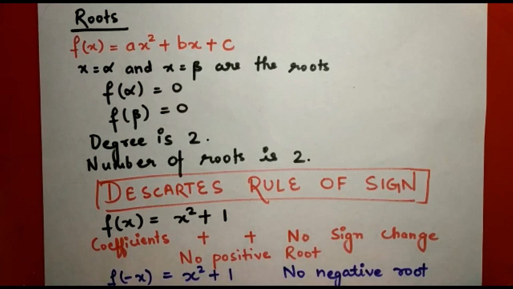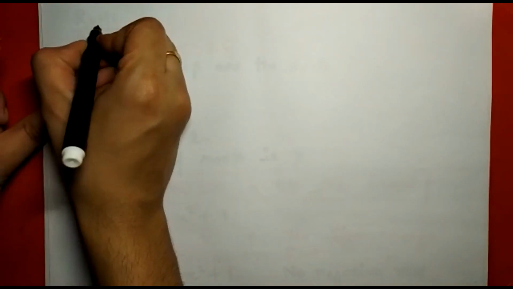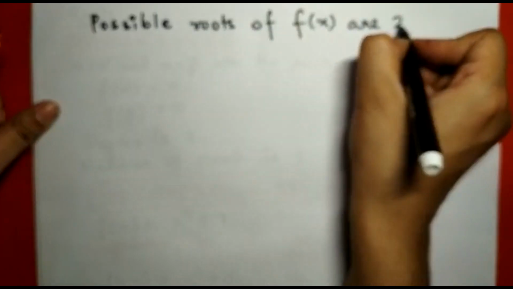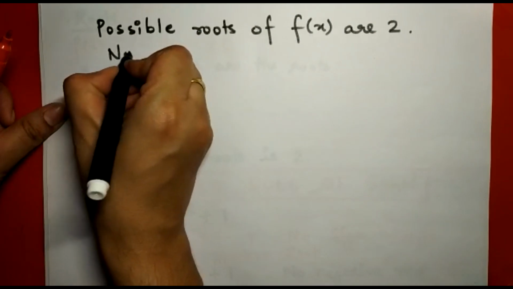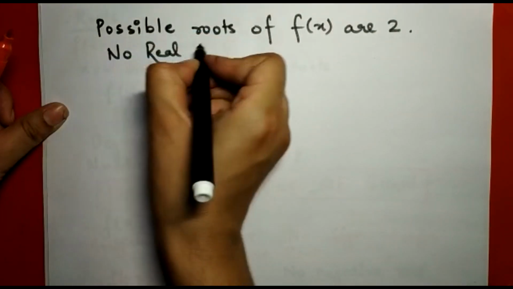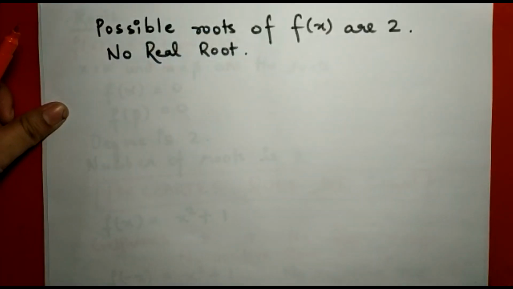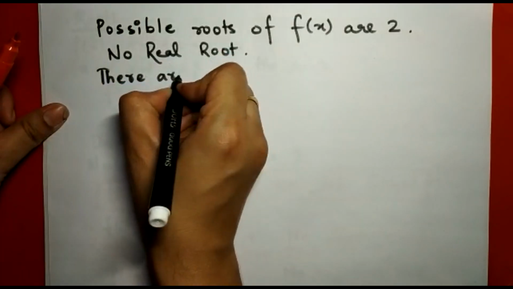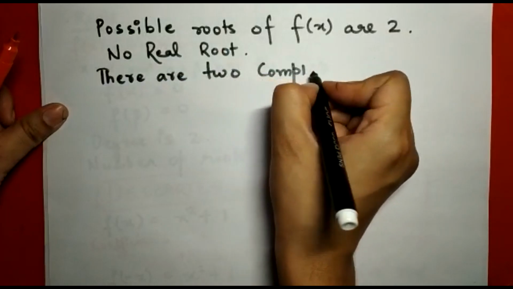So what is the conclusion? The possible roots of f(x) are 2, you can understand because the degree is 2. There is no real root, right? No real root. So obviously there are 2 complex roots only.